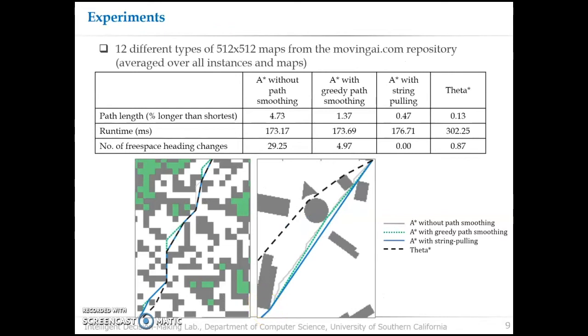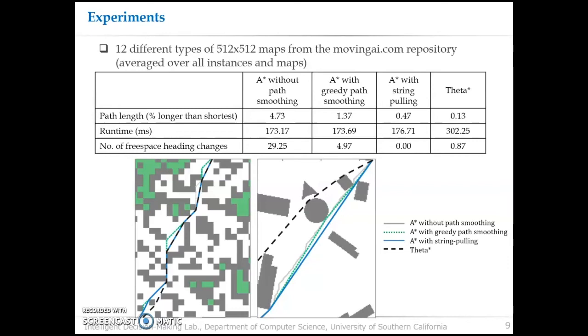We conducted comparative experiments with the original shortest grid path, which is A star without path smoothing, A star with grid path smoothing, and Theta star. We considered 20 different types of maps from the Moving AI repository and averaged the results over all instances and maps. The figure shows the path from A star without path smoothing in gray, A star with grid path smoothing in dotted green, A star with string pulling in blue, and Theta star in dashed black line.